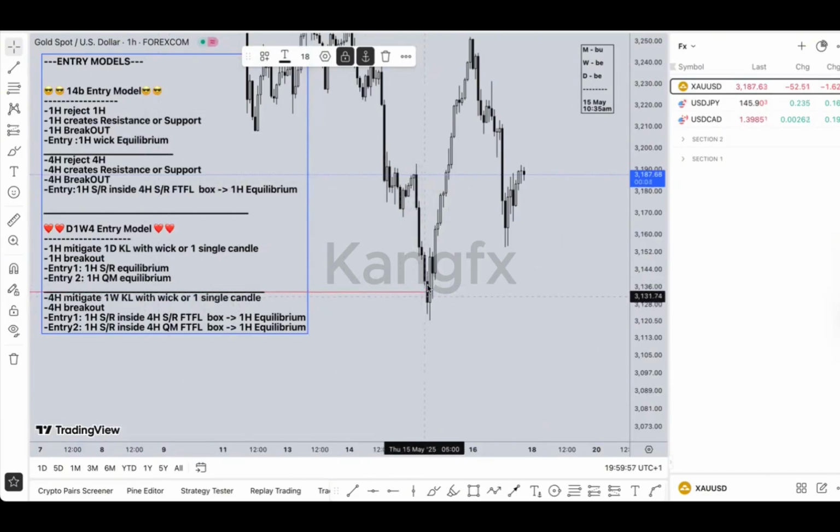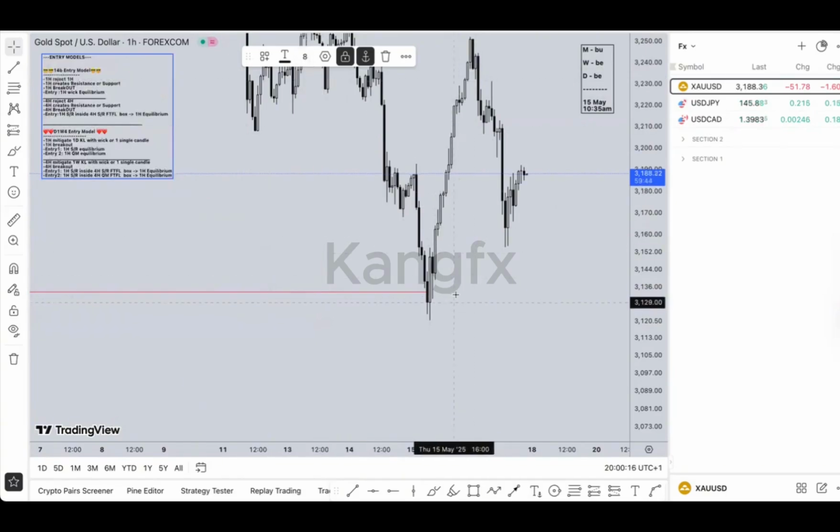And as you can see, it's just one candle that broke the key level on daily. And what did the rule say? The rule said 1 hour mitigates 1 day key level with a week or one single candle. And this is just one single candle that broke it and that one came up. So that rule is fulfilled here.